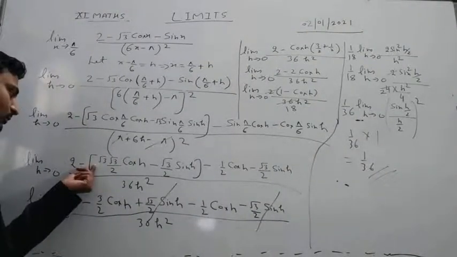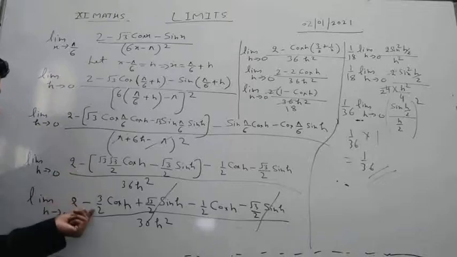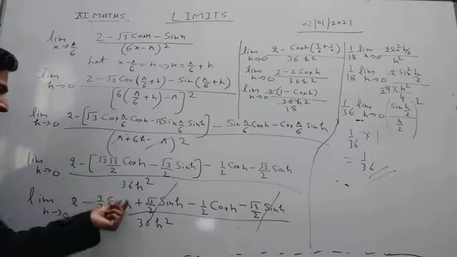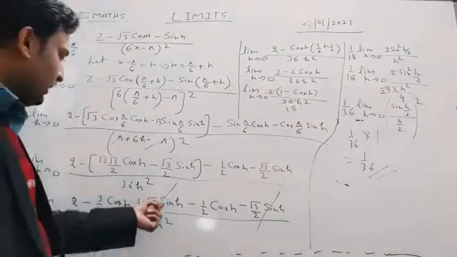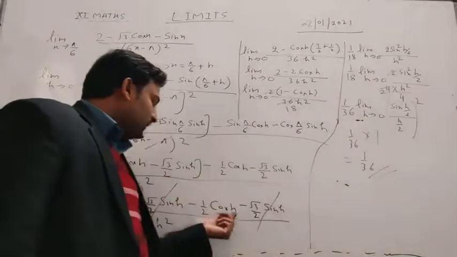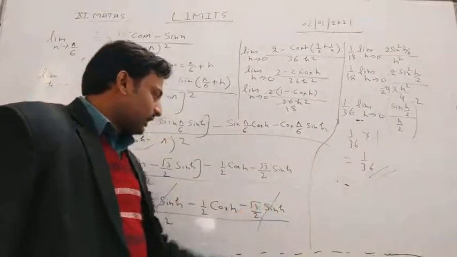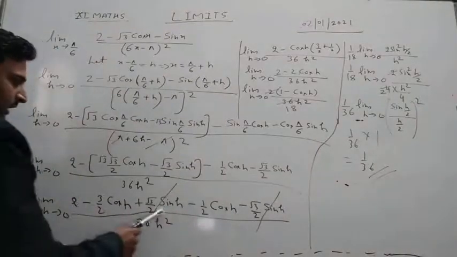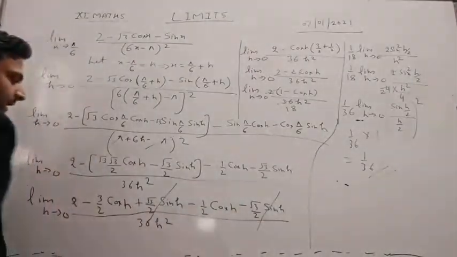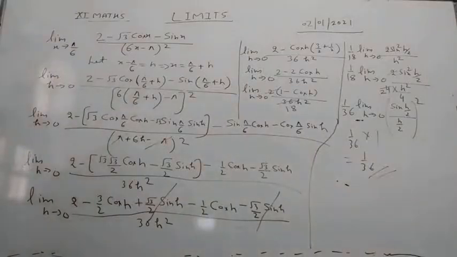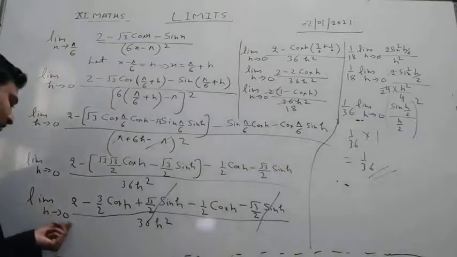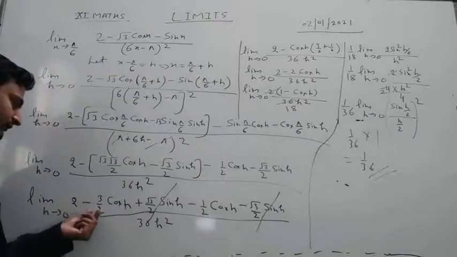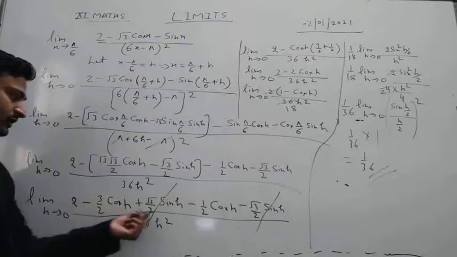Now we will open the bracket. We get 2 minus 3/2 cos h plus root 3/2 sin h minus 1/2 cos h minus root 3/2 sin h. Okay, student, we see that this part and this part cancel, because they are the same terms with a negative sign. So limit h tends to 0, 2 minus 3/2 cos h and 1/2 cos h.